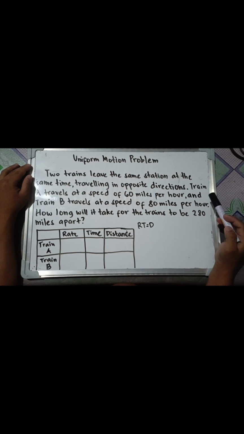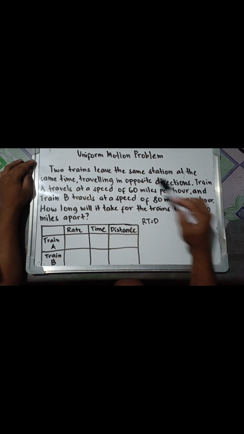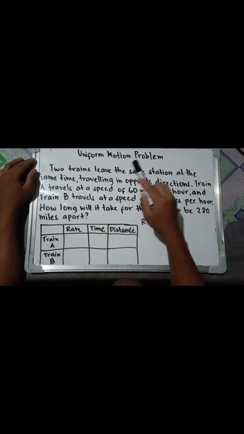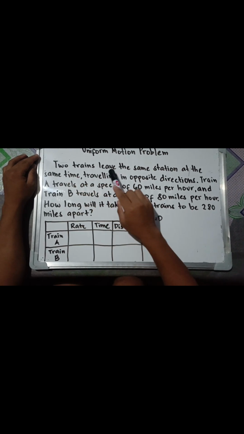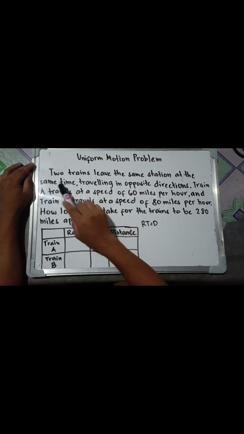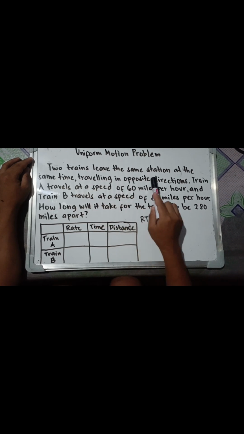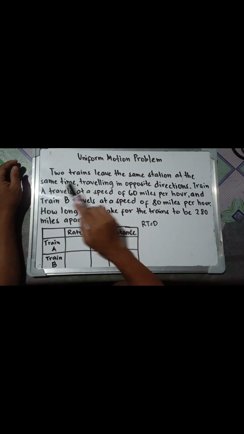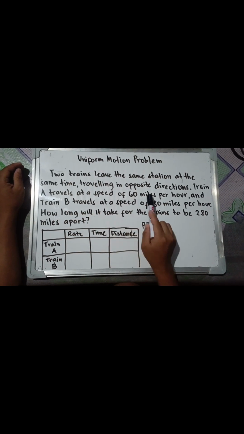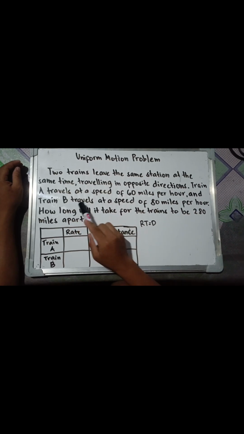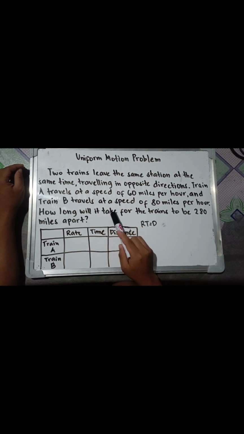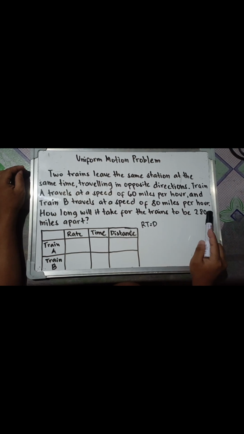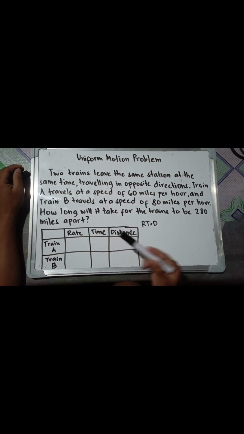In this video, I'm gonna show you how to solve a uniform motion problem. So this is our first problem. Two trains leave the same station at the same time, traveling in opposite directions. Train A travels at a speed of 60 miles per hour and train B travels at a speed of 80 miles per hour. How long will it take for the trains to be 280 miles apart?